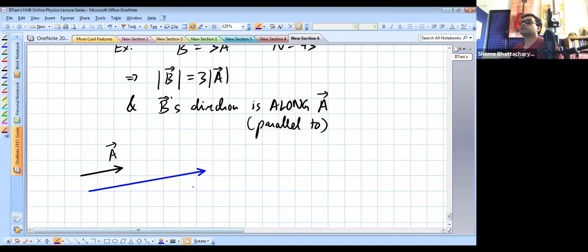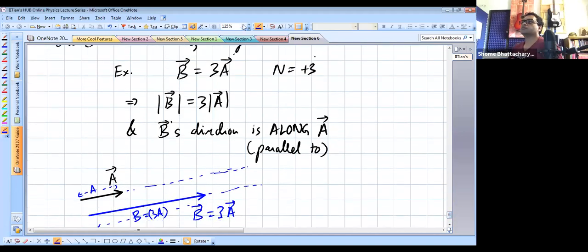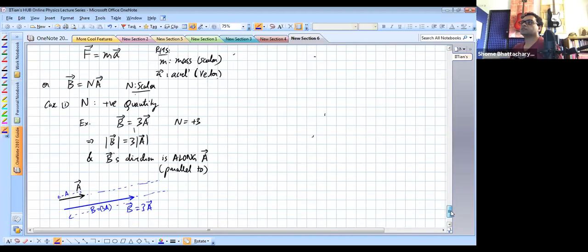So this would be my vector b, which is 3 times vector a. That means the magnitude of b, this length, would be 3 times this length here, which was a. And also they are parallel, so that means they are along directions which are parallel to each other. They are along the same direction. So this is the meaning of multiplication with a positive quantity. I am just giving you a little bit of time to note down this first case of when we multiply with a scalar quantity.